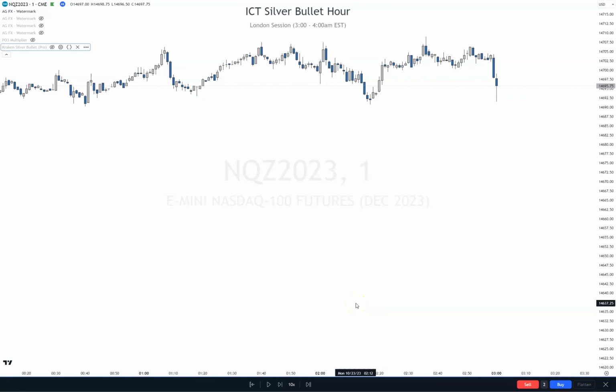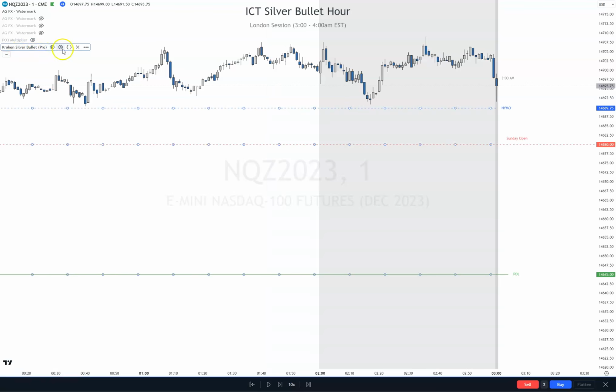Today I want to go over the London Silver Bullet for Monday, October 23rd. So the first thing we're going to do is turn on the Kraken Silver Bullet indicator. And you'll see that it's shaded the London session so far, just starting the Silver Bullet hour.